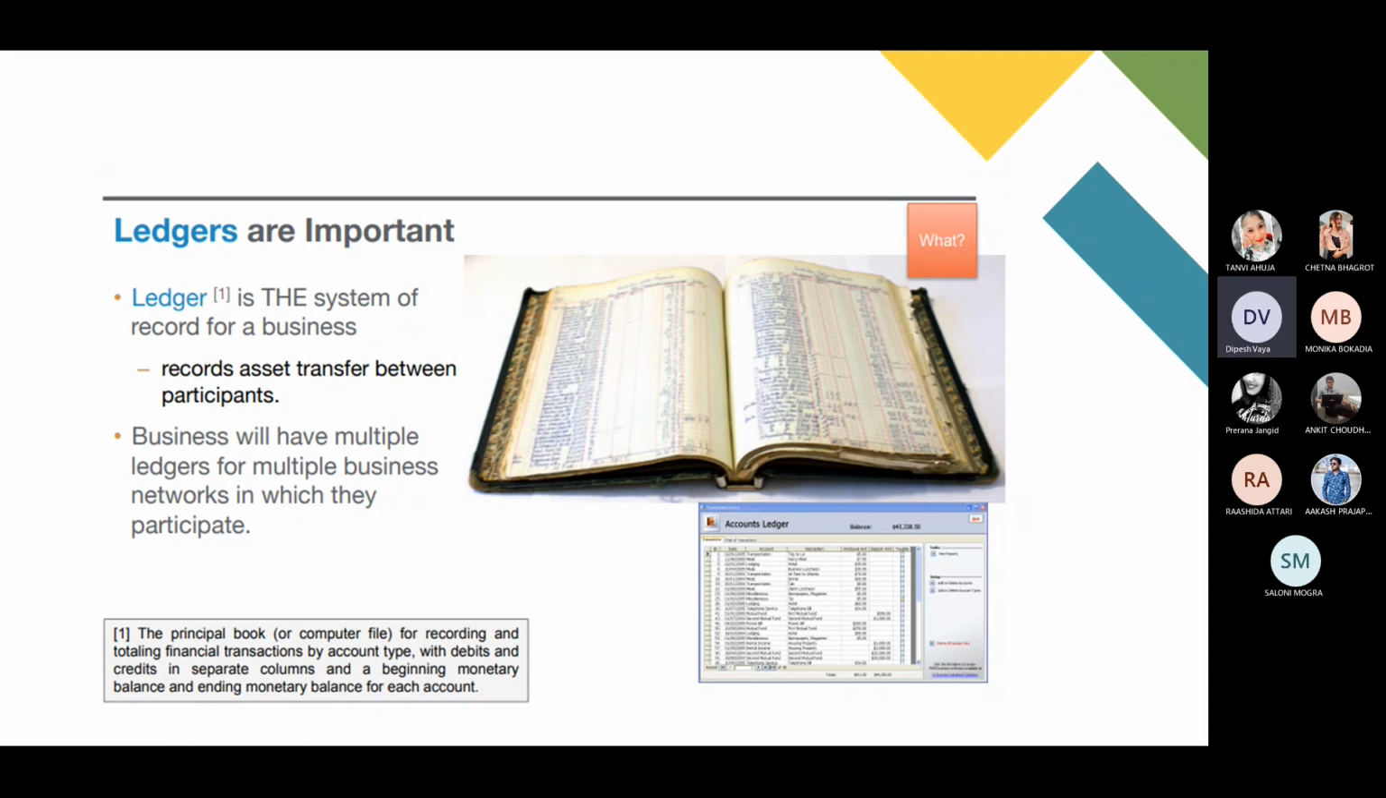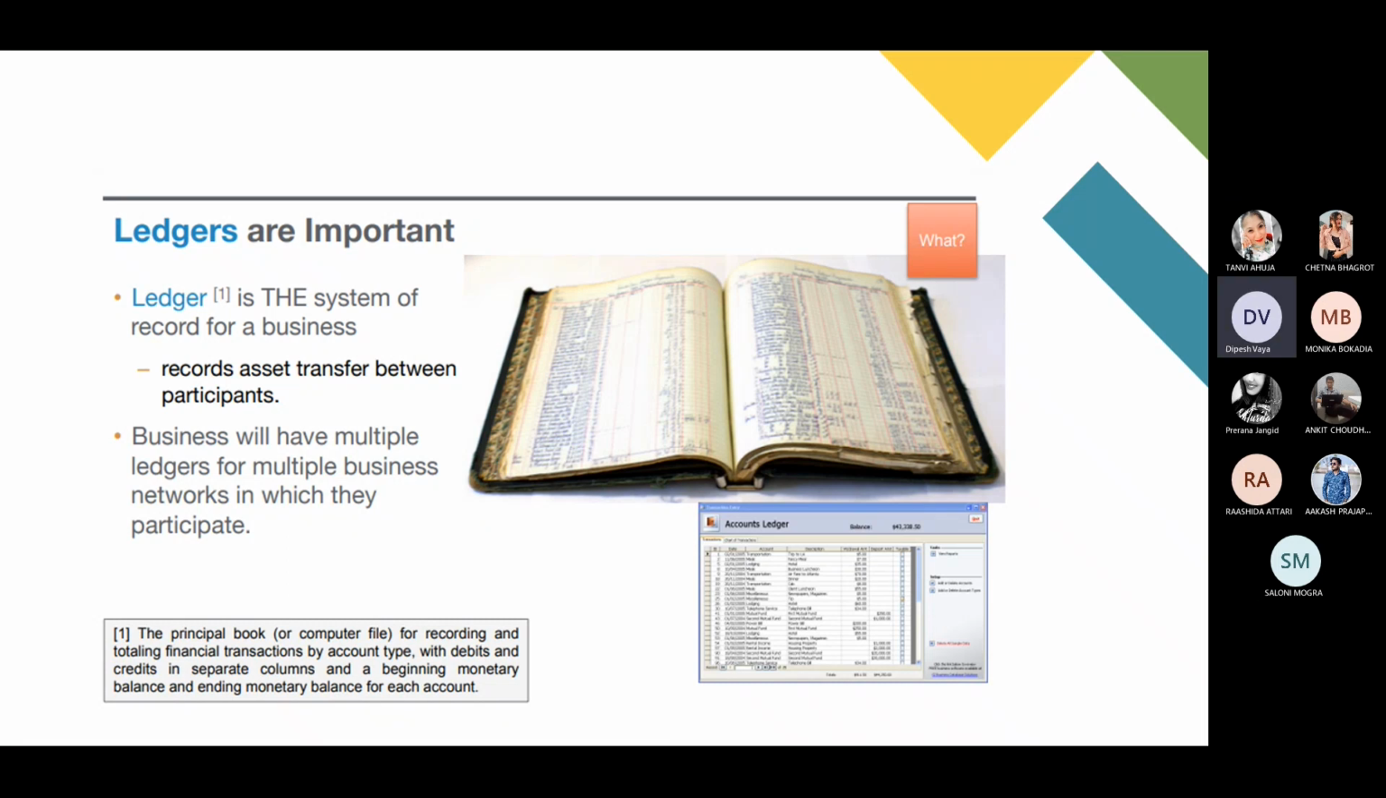It records asset transfer between participants. Let's say if I am sending some money, or any object we are transferring, we just write it in the ledger. A business will have multiple ledgers for multiple business networks in which they participate. So we can use multiple ledgers. I think you must know how many types of ledger we use in a business.